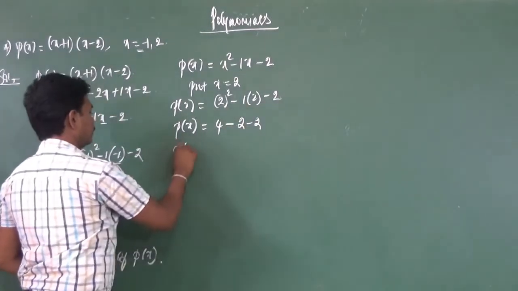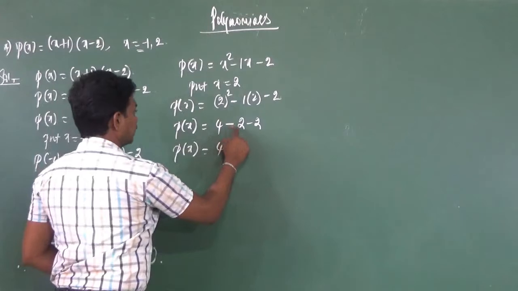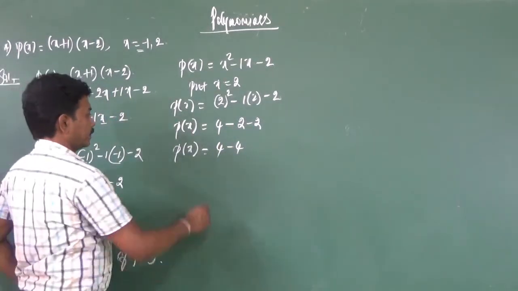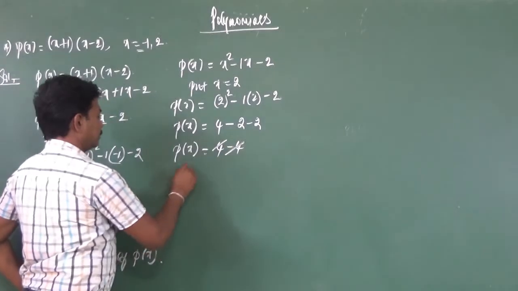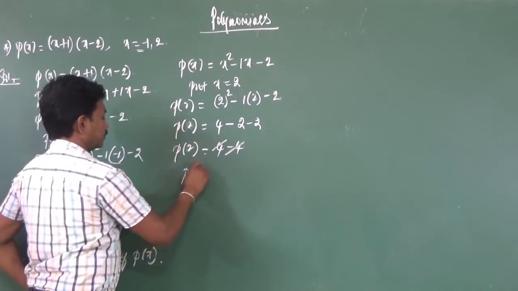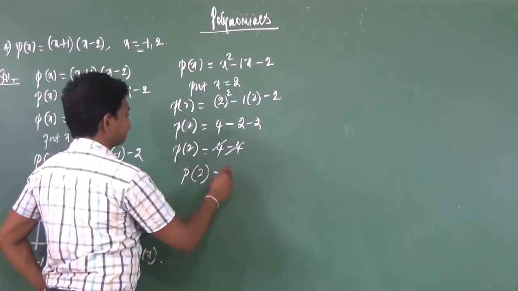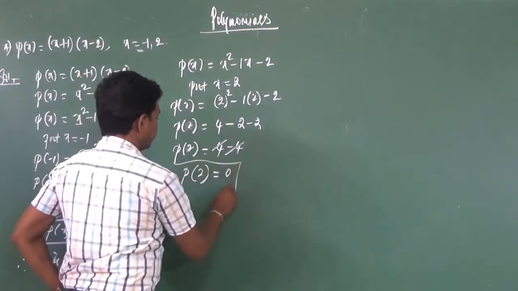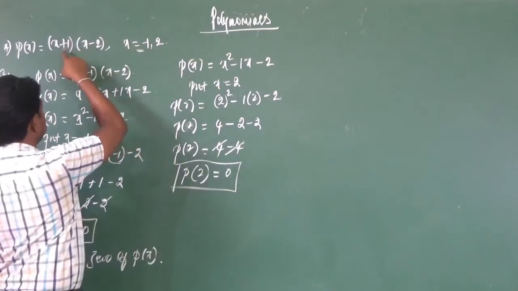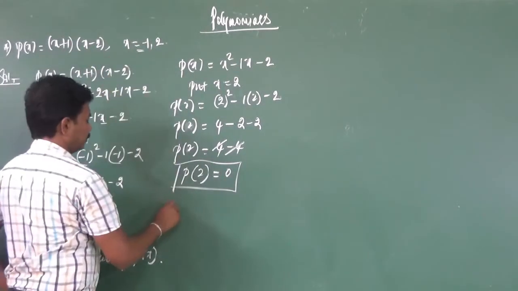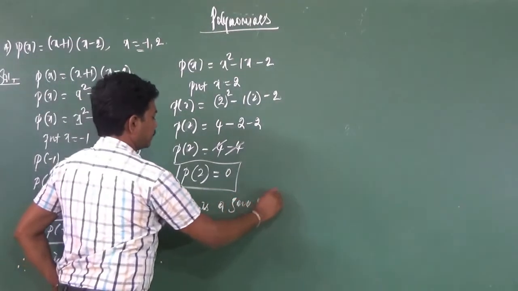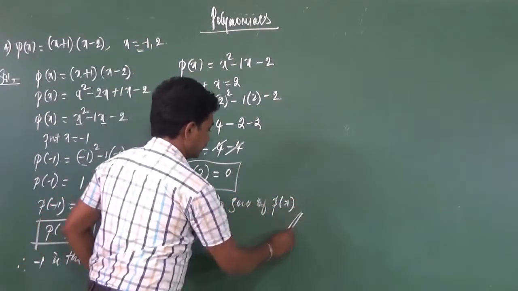So 4 minus 2 is 2, minus 2. Plus 2 and minus 2 get cancelled. Sorry, I have to substitute 2 here. So P of 2 is equal to, it cancels, so the value is 0. As P of 2 is equal to 0, therefore 2 is a 0 of this polynomial. Therefore 2 is a 0 of P of x. Right, we proceed.